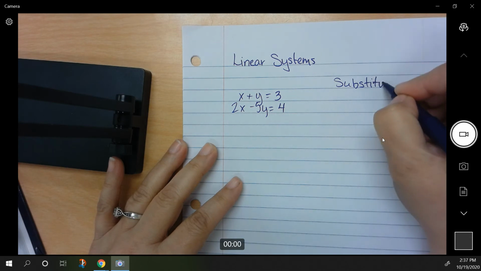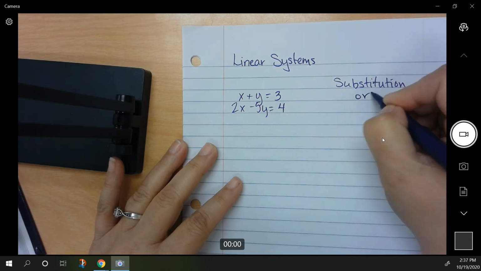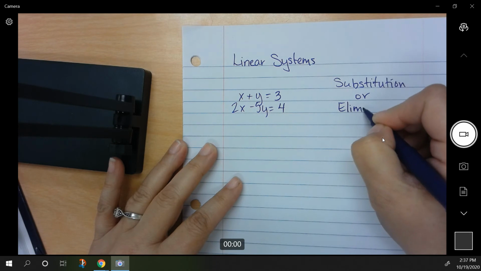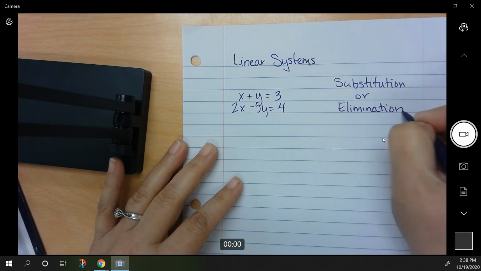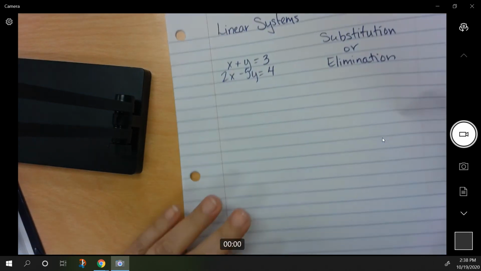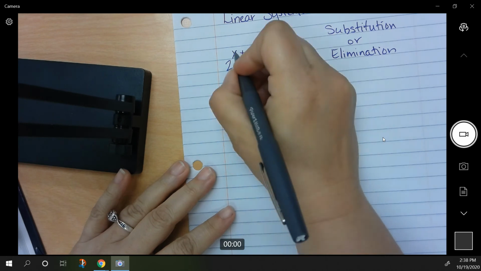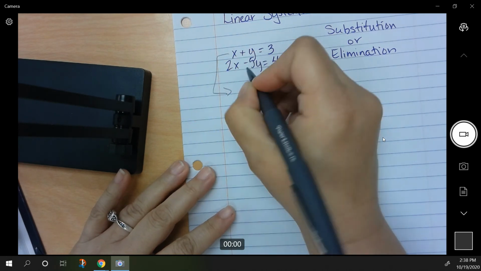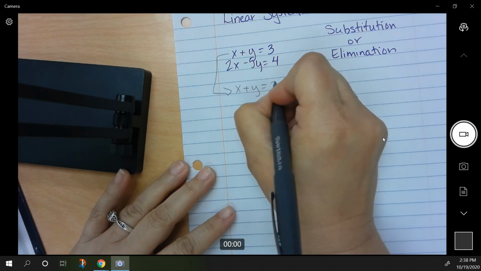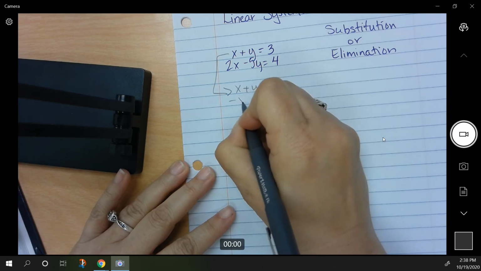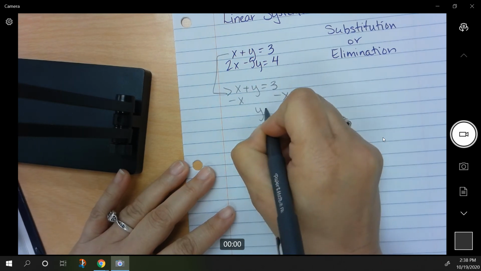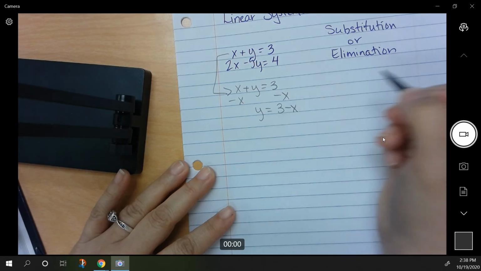I'm going to demonstrate this problem using both of these types. Okay, so first we're going to do substitution. Substitution is really easy. You basically solve one of the equations for one of the variables and then substitute that into the other equation. So I'm going to take this equation, x plus y is 3, and solve for y. I could have solved for x. I'm just going to solve for y.